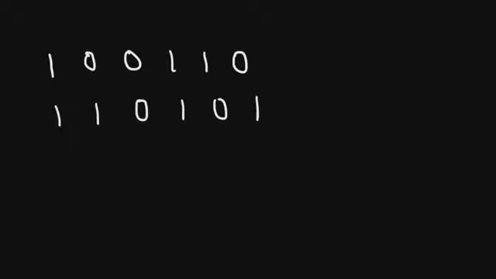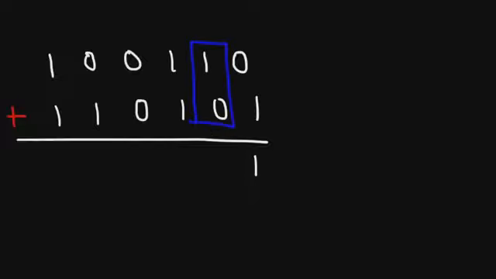Go ahead and add these two binary numbers. Feel free to pause the video if you want to try this example. So let's start with the column on the right side. 0 plus 1 is going to be 1. And then in the next column we have 1 plus 0, which is 1. And then it's 1 plus 1, which is going to be a 0, but we need to carry over a 1.